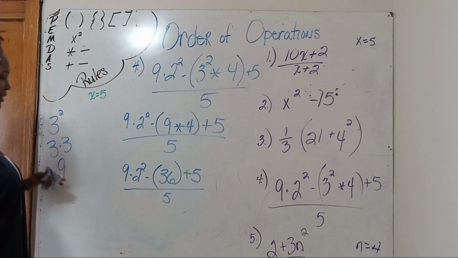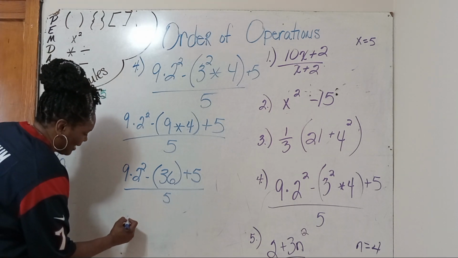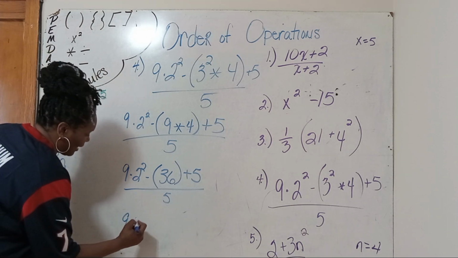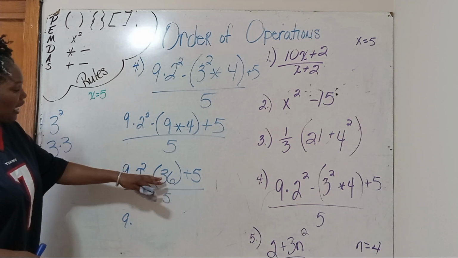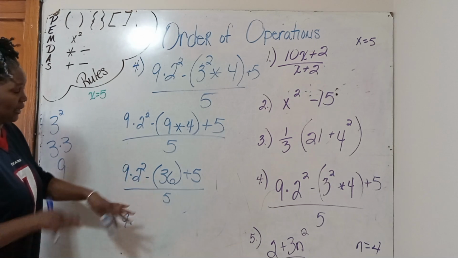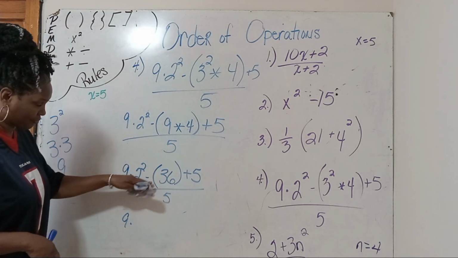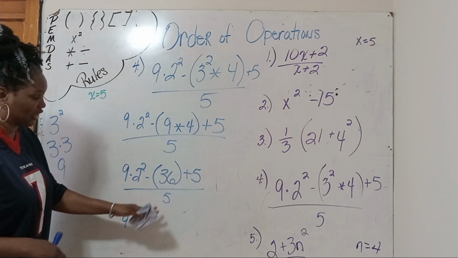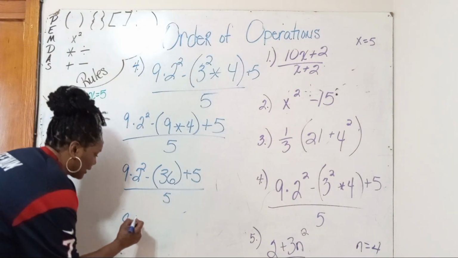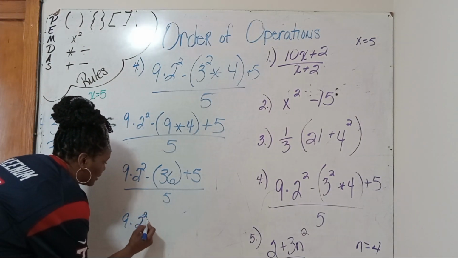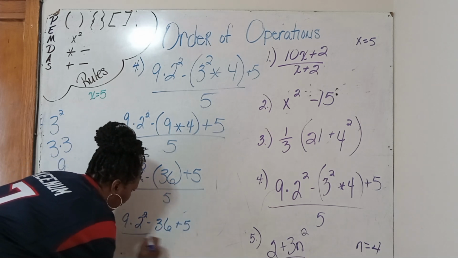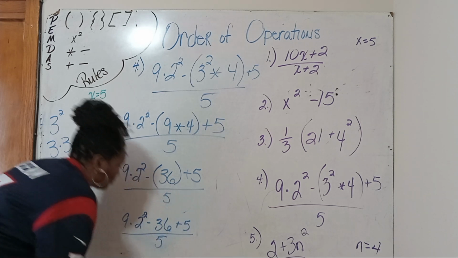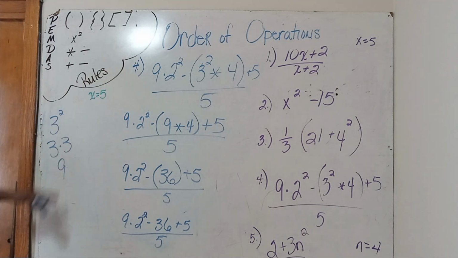Let's keep moving. All right, so now we got 9 times. So look, this 36 is the only number in the parentheses. And there's no number beside it, so we're going to bring that 36 out of there. So we got 9 times 2 to the second minus 36 plus 5 over 5. Yep, we're running out of room. It's okay. We got scratch room right here.